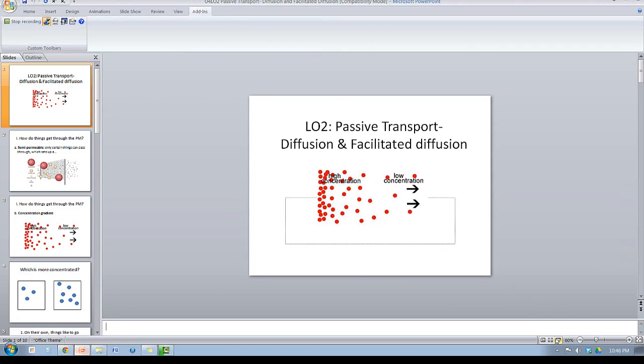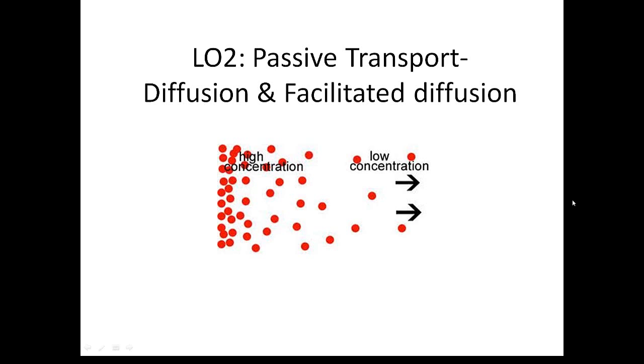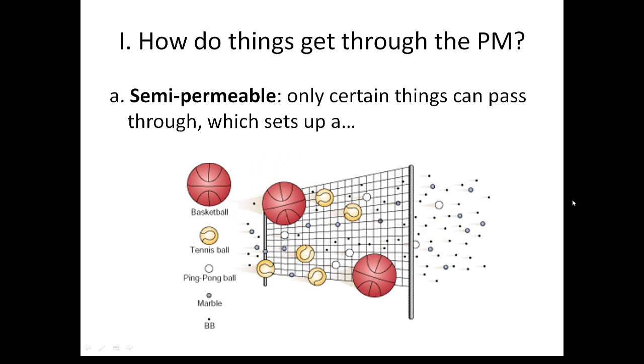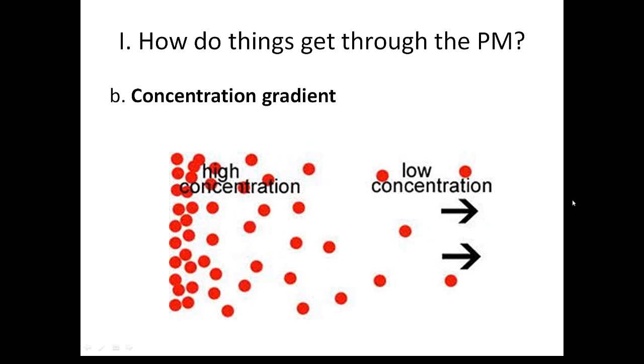Now that we have that, let's talk about transport. Today we're going to look at diffusion and facilitated diffusion. If you remember, before we mentioned that the plasma membrane is semi-permeable, meaning that only certain stuff can get through. Because of this, we set up a concentration gradient.